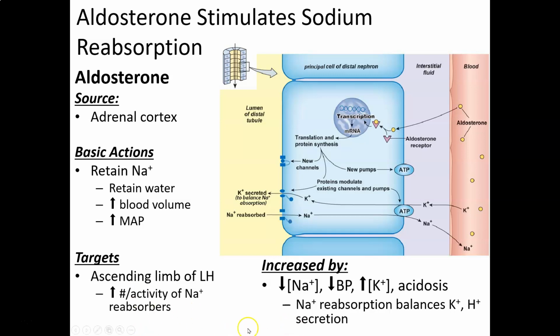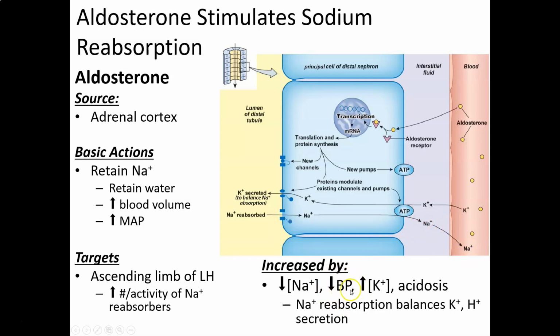So those are the targets. What's kind of interesting is what increases the amount of aldosterone. And some of it makes sense, but in some cases, it'll take a little more explanation. So one of the things that increases aldosterone is a decrease in sodium. That makes total sense, because it helps us to increase sodium in our body. So if we had low sodium, it would make sense that we would increase, as you see down here at the bottom, the reabsorption of sodium.